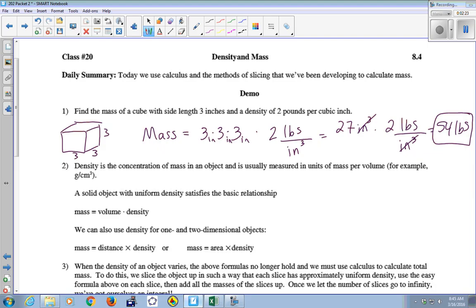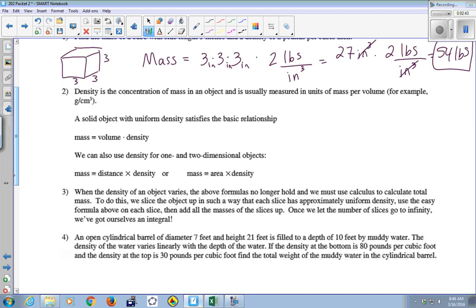So in general, density is the concentration of mass in an object. It's usually measured in units of mass per volume, for example, grams per cubic centimeter. So for a solid with uniform density, if the density in the whole solid is constant, its mass can be calculated by just doing volume times density, which is what we just did up here. We found the volume, 27 cubic inches, multiplied by the density, often denoted with a delta. Okay. Volume times density.